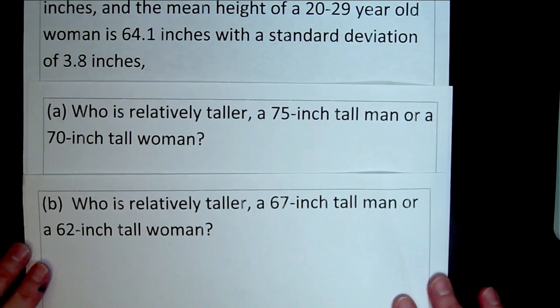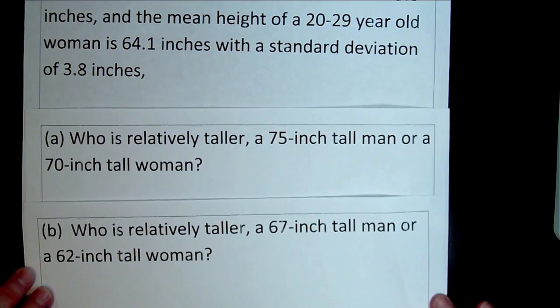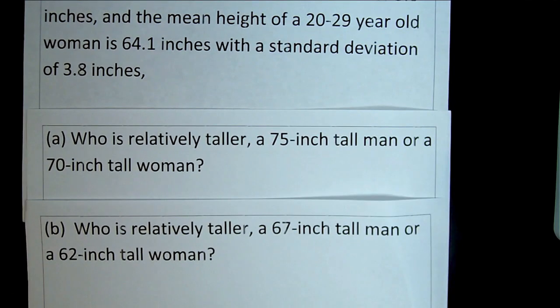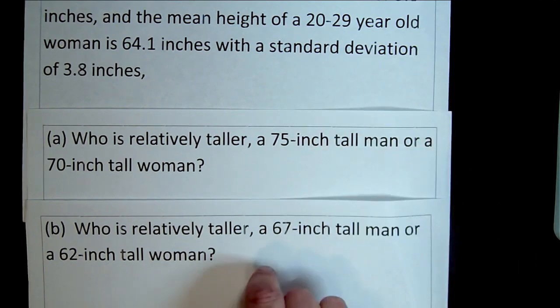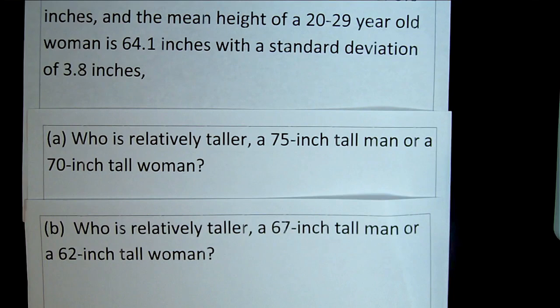So if you're still confused about figuring out what these z-scores mean, that's okay. But at least figure out the z-score for the man and the woman in part A and the man and the woman in part B. Just use the formula x minus mu over sigma. You can do that. And then take a minute to think about what those z-scores would tell you about the answer to the question. But if you feel confused about using the z-scores to answer the question, that's okay. I'll talk about that in the next video. Good luck.